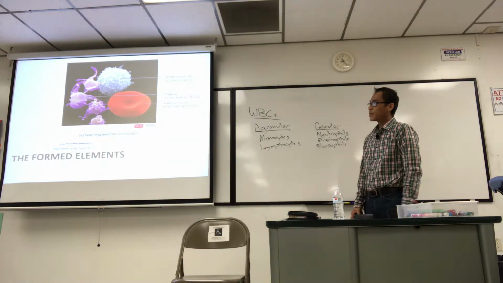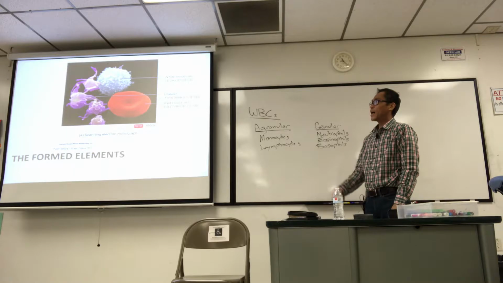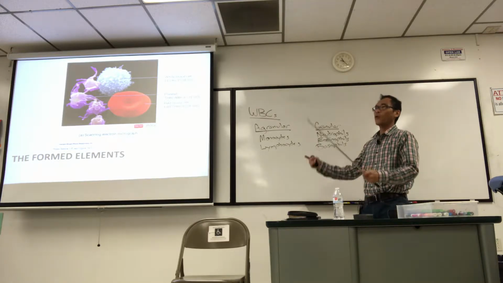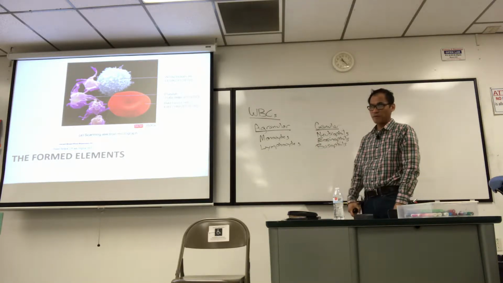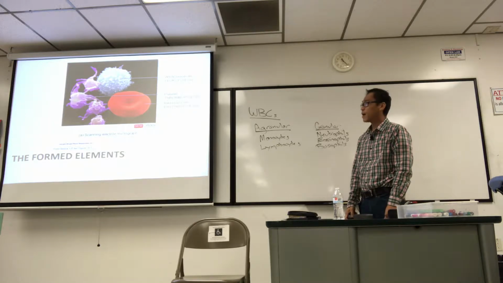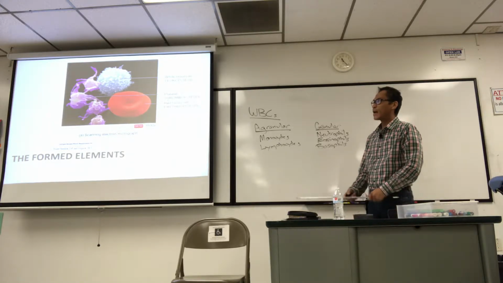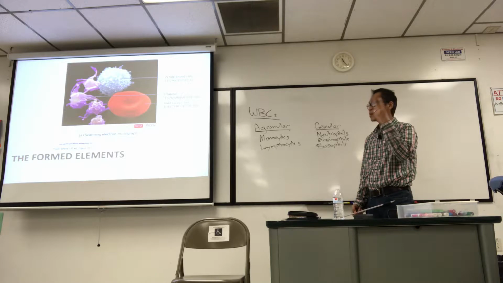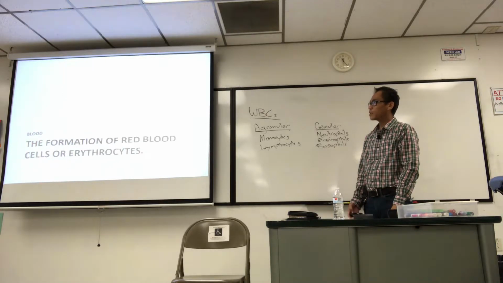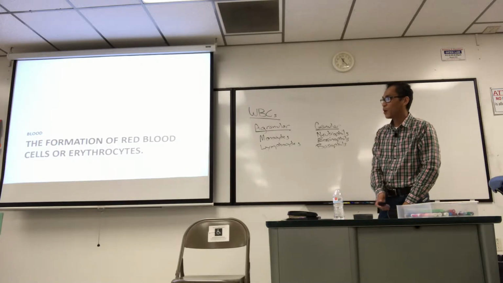Now, what I want to focus on now is the physiology behind how they're formed. After all, they call them the formed elements. So we do spend time talking about that. The three categories are, again, red blood cell, white blood cell, platelet. Those are the three. I'll talk about the formation of red blood cells first, and it happens in the bone marrow.